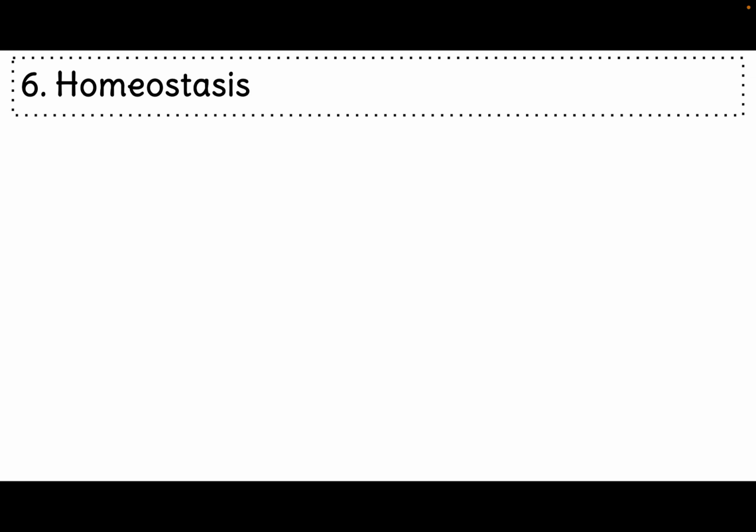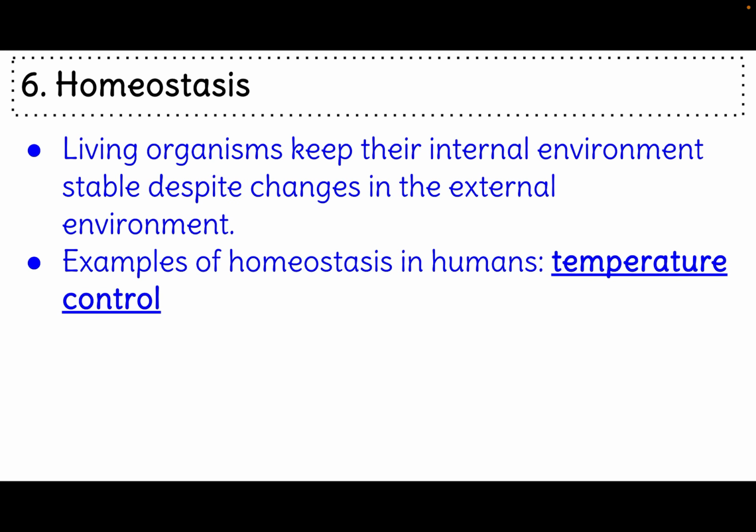Moving on to the 6th characteristic of life, homeostasis. Homeostasis, the definition, is the ability to keep a stable internal environment despite changes in the external environment. Examples of homeostasis in humans would be temperature control.